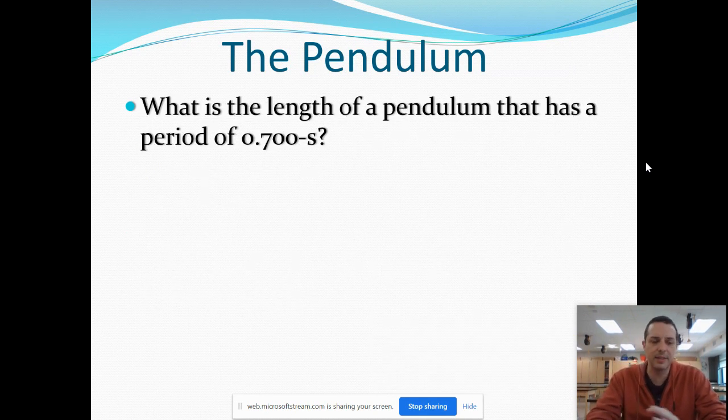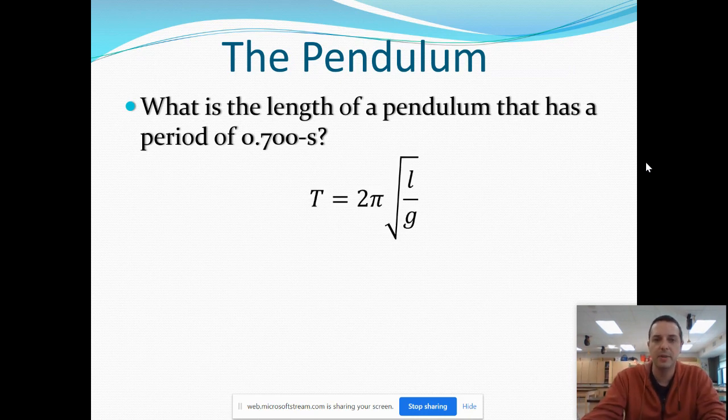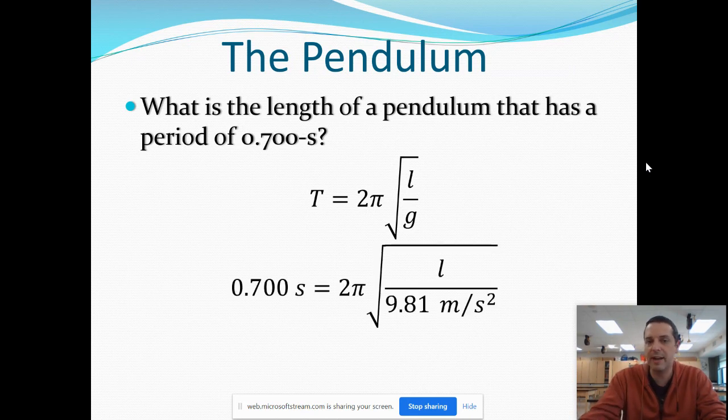Let's do an example of this. This is using the equation we just looked at. We want to figure out what the length of a pendulum is that has a period of 0.700 seconds. So it takes 7/10 of a second for it to oscillate back and forth and go through one full cycle. We're going to use our equation. Period is equal to 2 pi square root of length of the string divided by g, g being 9.81 meters per second squared, and we're trying to find length.